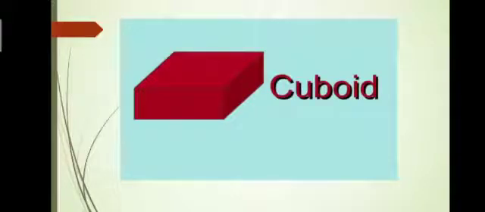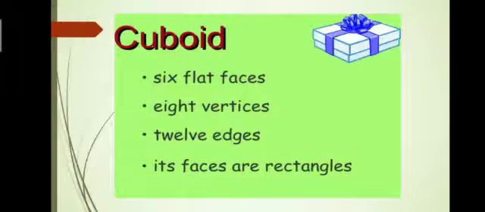Students, this is a cuboid. A cuboid has 6 flat faces. It has 8 vertices and 12 edges. Students, each face of a cuboid is a rectangle, and the opposite faces of a cuboid are identical.